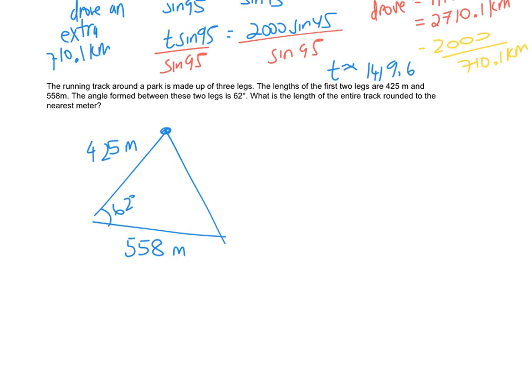Okay, so our goal, because I need to know the entire length, is to find the perimeter of this triangle, which means we first have to solve for that missing side. So I'm just going to go ahead and label A, B, C, and our goal is to find side B. But we have the other ones. And if we look at this configuration, we have 2 side lengths and the contained angle, which means we're going to use cosine law. So why don't you go ahead and pause this video, use your cosine law to solve for side B, and then state the length of the entire track to the nearest meter. Then come back to check your work.